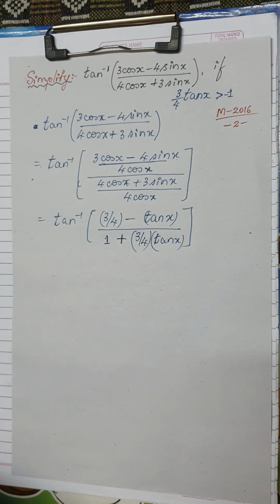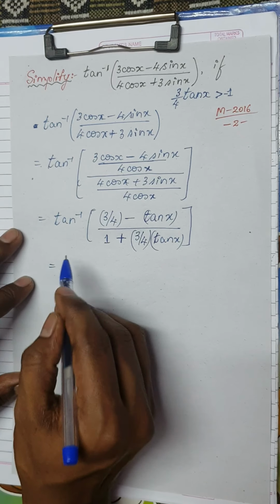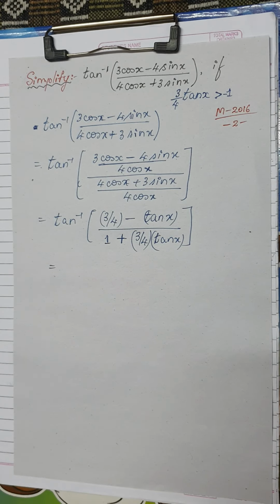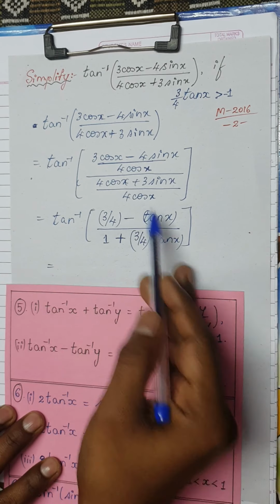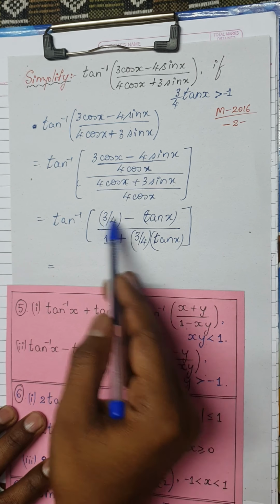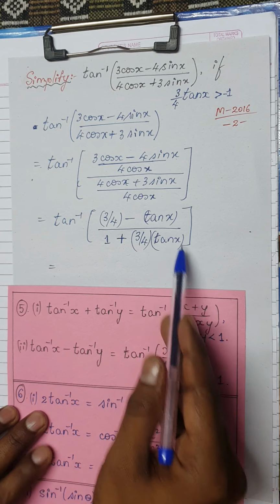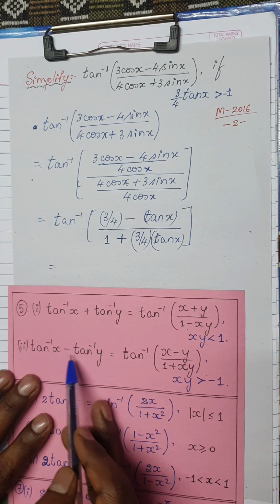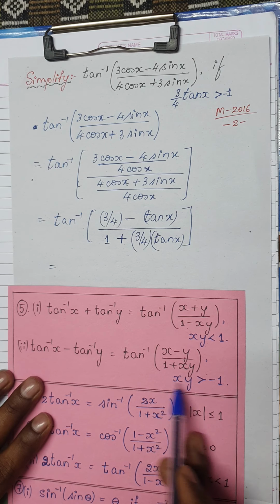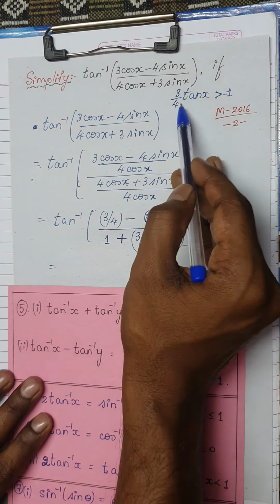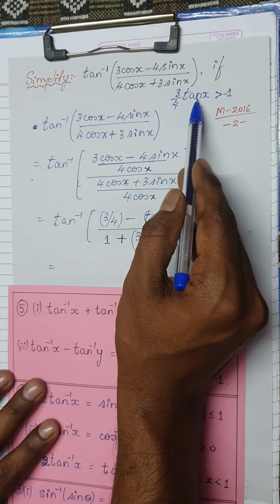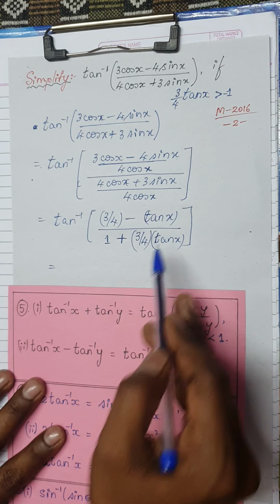Now this looks like the RHS of tan inverse of x minus tan inverse of y. Look, I have the right hand side part here, tan inverse of (x minus y) divided by (1 plus xy). So I am going to write this as tan inverse of x minus tan inverse of y. Remember the condition, x into y should be greater than or equal to minus 1. That is the condition I have. x is 3 by 4, y is tan x. That is why the condition will always be satisfied for that question.